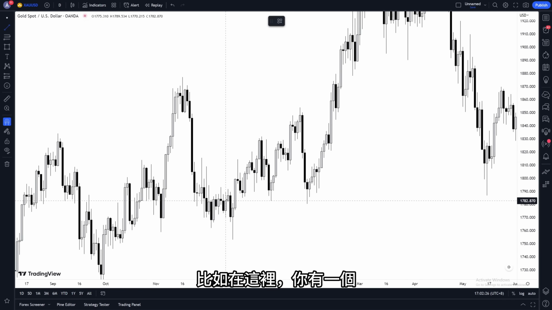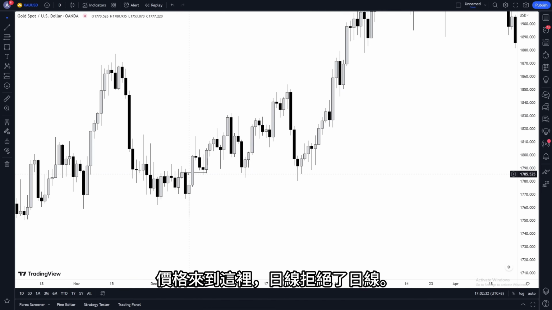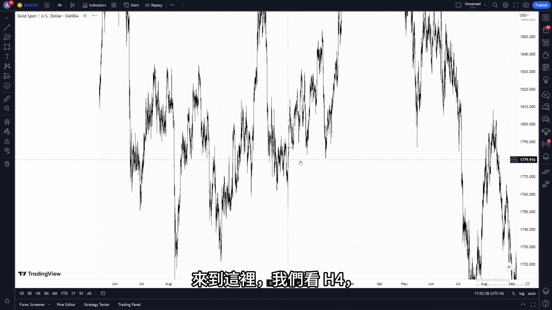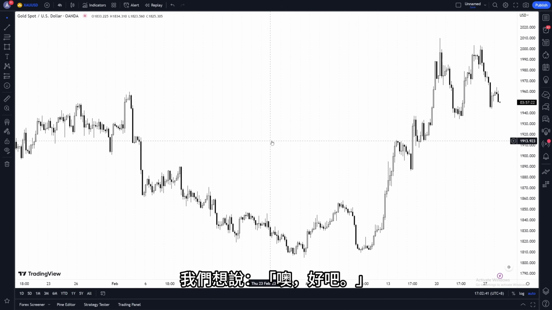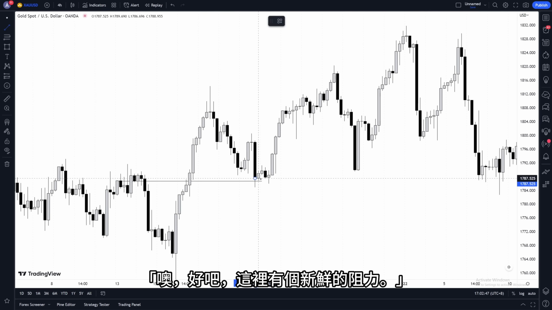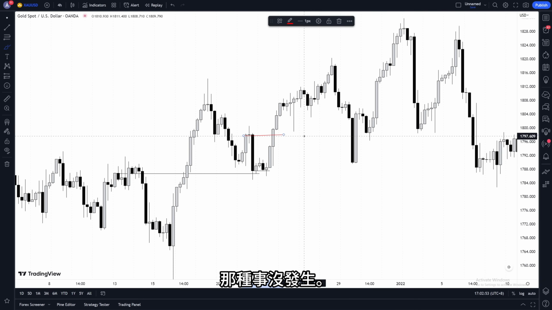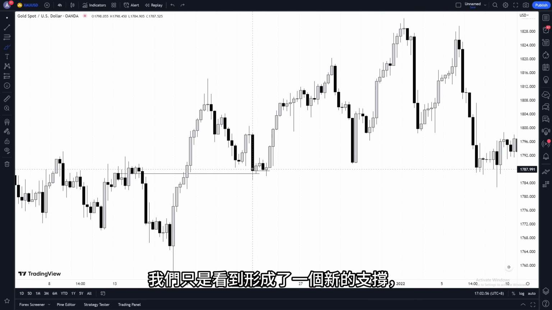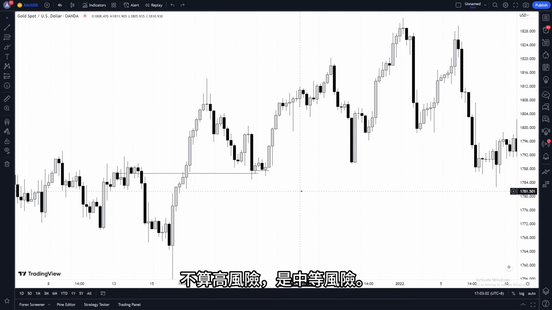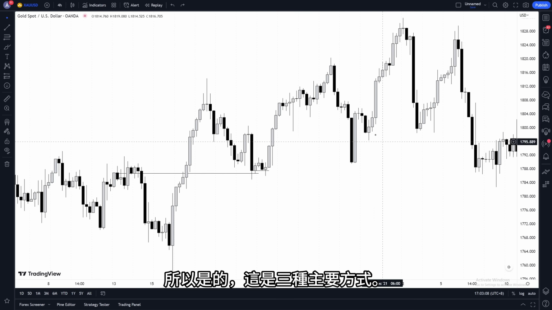For example, over here you have yourself a daily reject daily. Price comes in over here, and the daily rejected the daily. So in this candle, you're going to look at what happened in this daily. We look at the H4, and we see there is a fresh resistance. There's no breakout, though. The breakout is meant to be over here, and nothing of the sort happens. We just have ourselves a new support that's created. That's it, and then we enter from there. So that is an early entry. It is medium risk, not high risk. It works pretty often, not very often, but pretty often. So those are the 3 main ways.